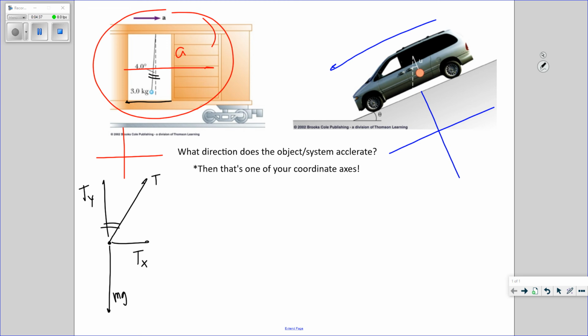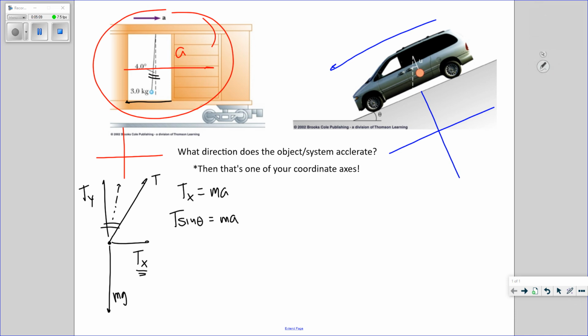The string pulls at an angle because the string accelerates the object to the right via that component of T to the right. So our net force statement for this is that Tx equals ma. That's it. Now, a bit non-standard because the angle is measured from the vertical, Tx is opposite that angle, so this goes as T sine theta in this example.